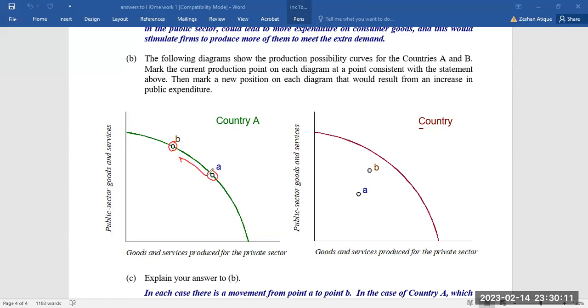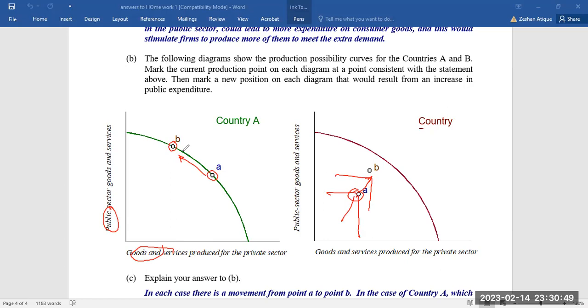Say it is producing at point A, and if it wants to increase the production of one good, it has to reduce the production of the other good. For example, if it wants to increase the public sector goods, it will have to reduce the goods and services that consumers consume. But look at country B, which is producing inside the frontier at point A, so any increase can increase both. That is what is shown in the question, and that is what you can mark in this question.